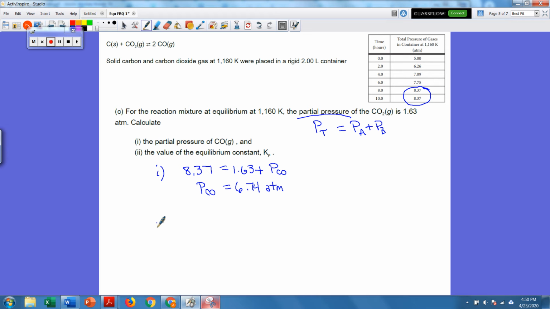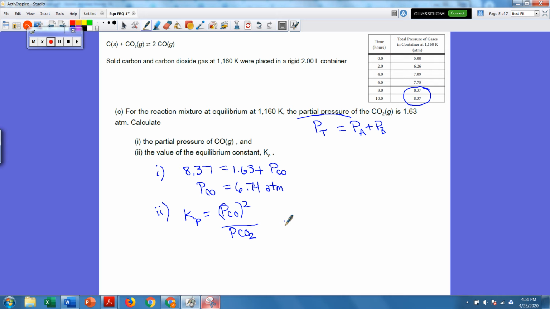Okay, so that's easy. And then the next thing it asks is for the value of Kp. Well, we already figured out the equilibrium expression for Kp. So we don't have to do anything fancy here, any kind of fancy calculations. All we need to do is plug these values into our equation from part A. So our equation was Kp equals the pressure of carbon monoxide squared over the pressure of the carbon dioxide. Okay?